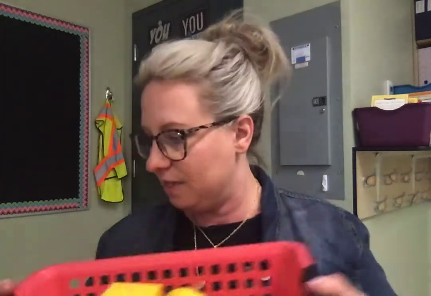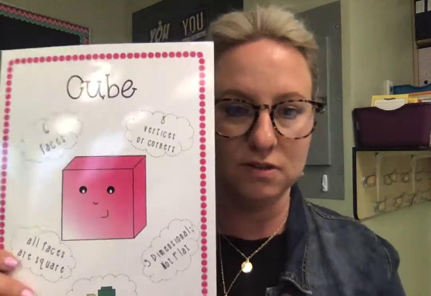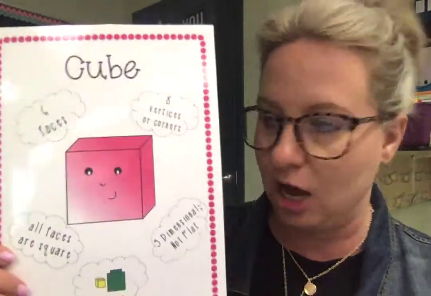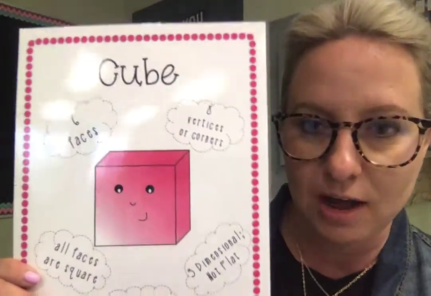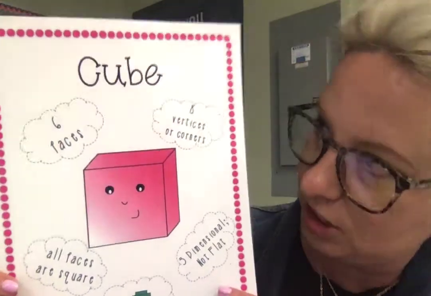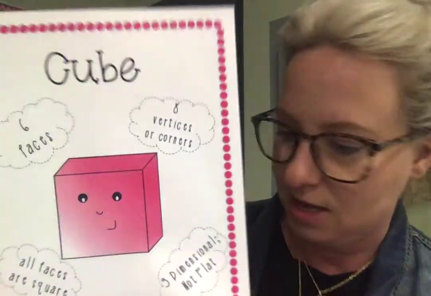So I have a whole bucket of 3D objects here that I want to show you. But along with those objects, I have some posters that have some facts about each object. So the first 3D object I want to show you is a cube. Now here I have an example of a cube. And when you see a cube, the first thing you might think of is it looks like a box.